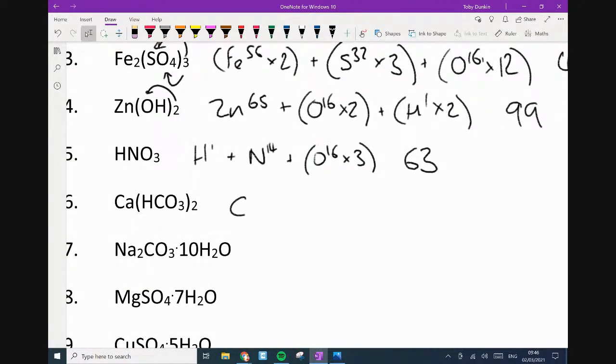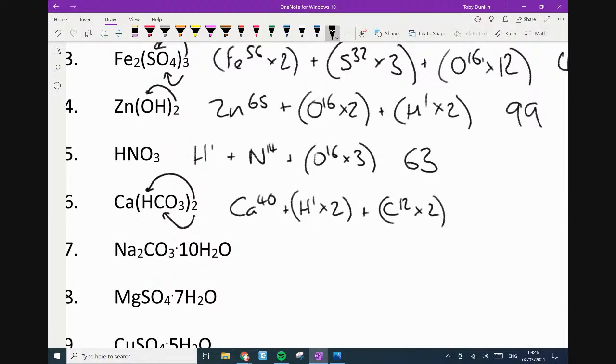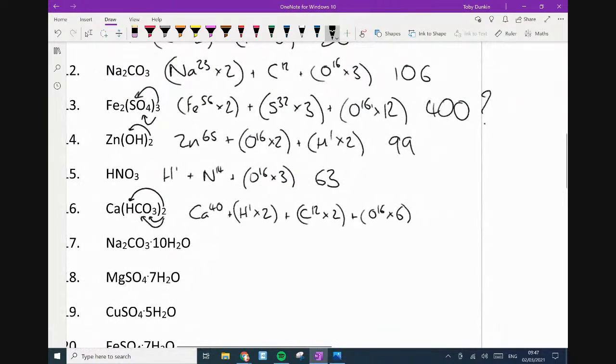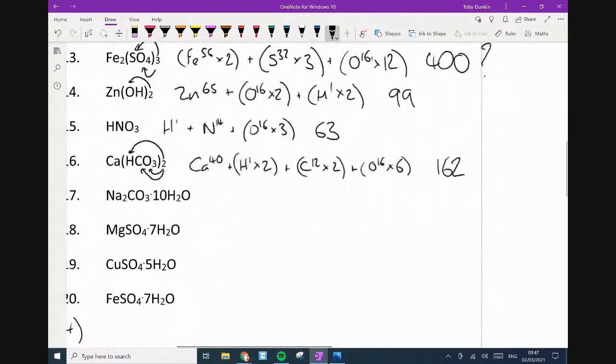Calcium hydrogen carbonate. Calcium is 40 plus, this is the tricky bit, hydrogen times 1 times 2 plus carbon, which is 12 times 2 plus, this is the really hard one, 6, plus oxygen at 16 times 6. Calculator, 40 plus 2 plus 12 plus 12 plus 16 times 6, which gives me 162. Tick it if you've got it.